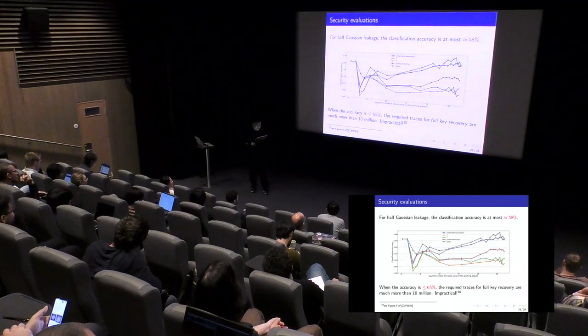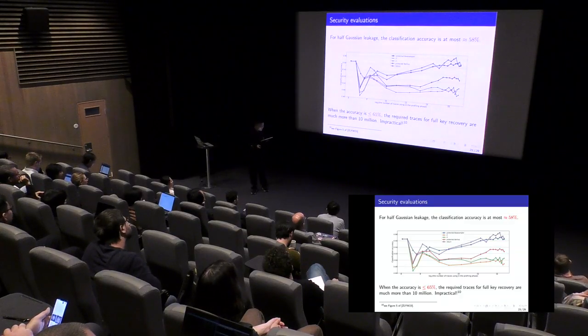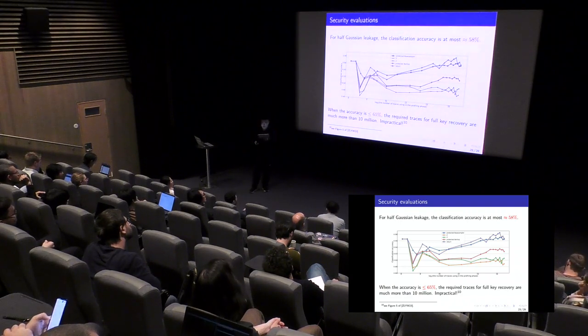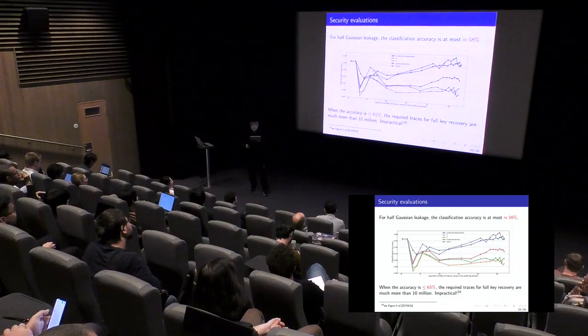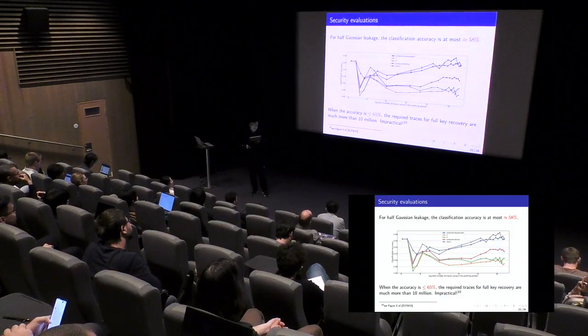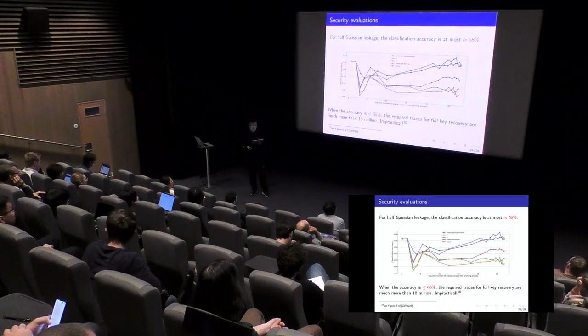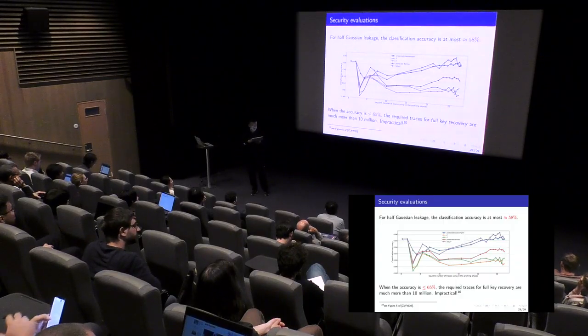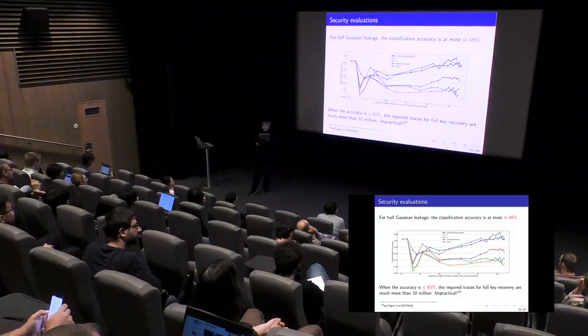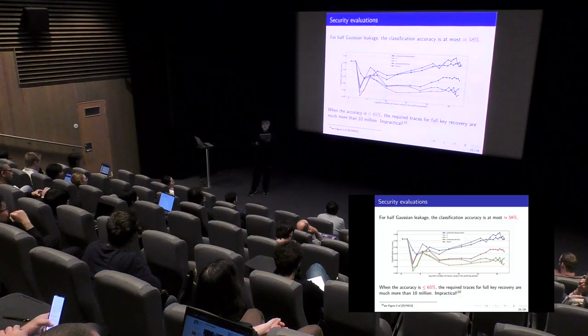Then we perform security evaluations against the half Gaussian leakage for our countermeasures. The classification accuracy for half Gaussian leakage is at most 58% with different sources of leakage. As shown in the Eurocrypt work, when the accuracy is less than or equal to 65%, the required traces for full key recovery are much more than 10 million, and these attacks become impractical.